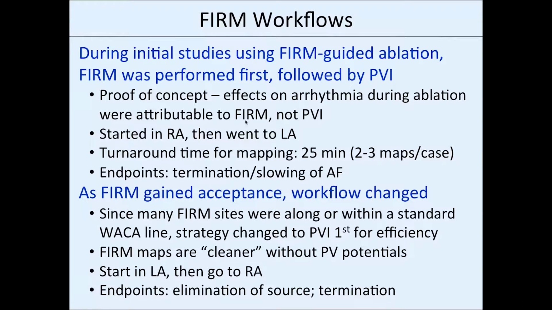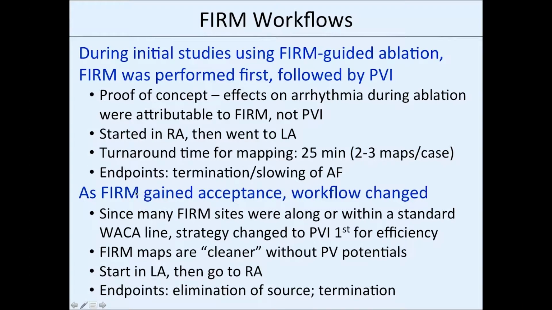But obviously, with this type of turnaround time, we couldn't do more than 2 or 3 maps per procedure. The endpoints then had to be based on something we could see right then and there. So if we terminated atrial fibrillation, either to sinus rhythm or an atrial flutter or tachycardia, or the atrial fibrillation cycle length slowed by 10-15%, we could measure these outcomes. But we obviously didn't have any way of looking at long-term outcome, or even as to whether we had eliminated the source because of this long turnaround time.